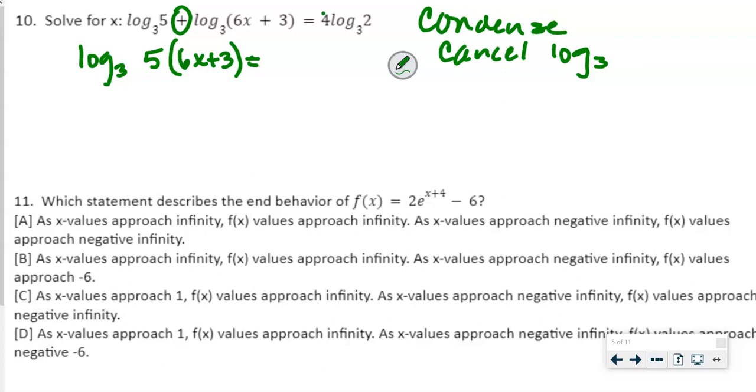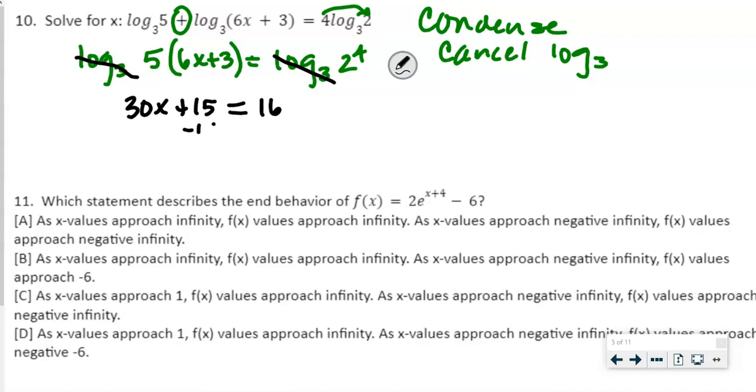That's equal to, and we're going to go ahead and condense this as well, log base 3 of 2 to the 4th. So now our next step, we're going to actually cancel out our log bases and do our multiplication in the same step. So 5 times 6x is 30x, 5 times 3 is 15, and this is equal to 16 because 2 to the 4th is 16. Then we're going to subtract the 15 from both sides. That gives us 30x equals 1, and then we divide both sides by 30.